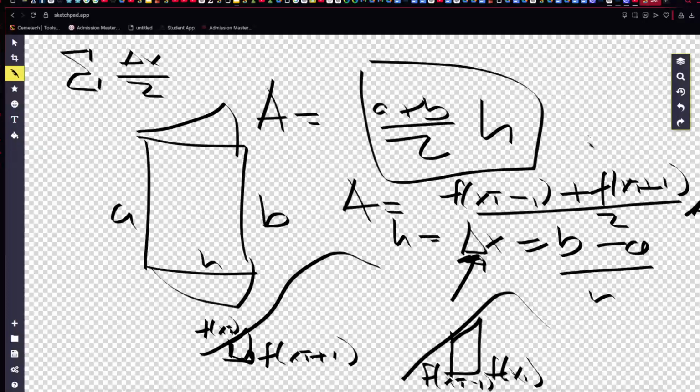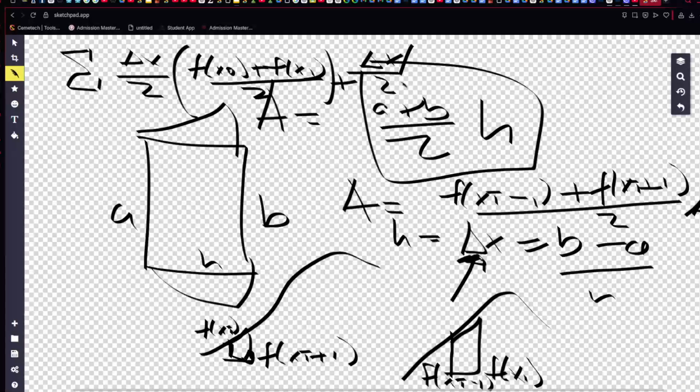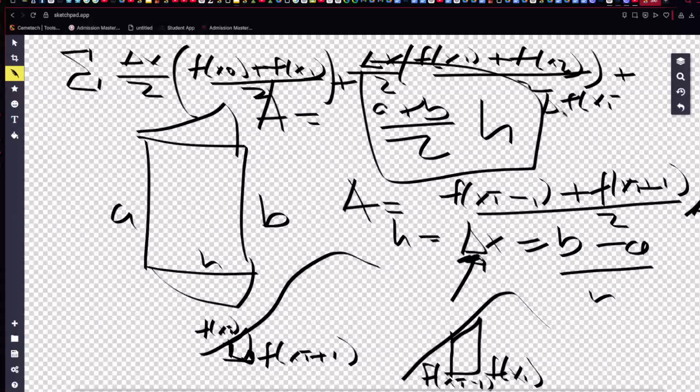But actually, before we do that, let's just define the idea here. So then that would be f of x sub 0 for the first trapezoid plus f of x sub 1, divided by 2. And then the next one is going to be delta x over 2 of f of x sub 1 plus f of x sub 2, over 2, and so on and so forth, all the way until, I forgot to put the delta x, f of x sub i minus 1 plus f of x sub i, divided by 2.